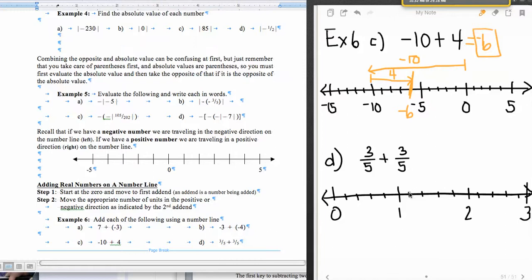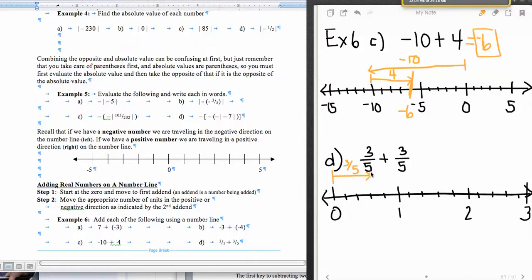Now our last one down here shows us some real numbers, some fractions. So I'm going to start here at 0, just like before, and I've marked off my number line by fifths. 1/5, 2/5, 3/5, 4/5, 5/5, 5/5 being 1. So I'm going to move 1/5, 2/5, 3/5 to the right. So we have 3/5 here that I've moved.